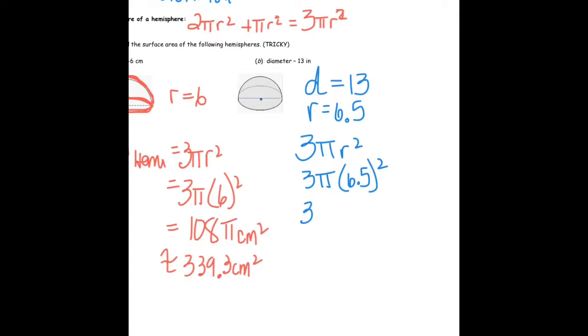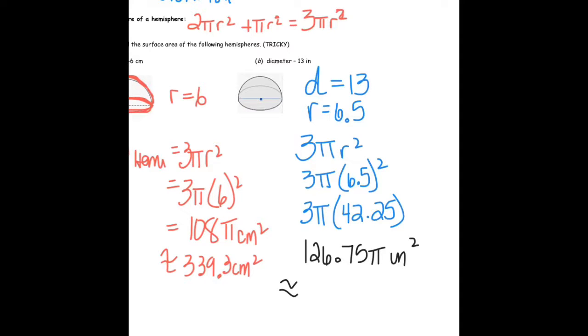So I have 3 pi times 42.25. So that equals 126.75 pi inches squared. If I were to give you an about answer, I would take that 126.75 and multiply it times pi, and you get 398.19, and 398.19 is about 398.2.